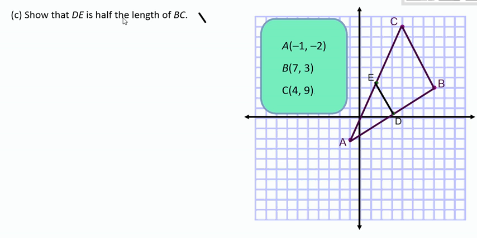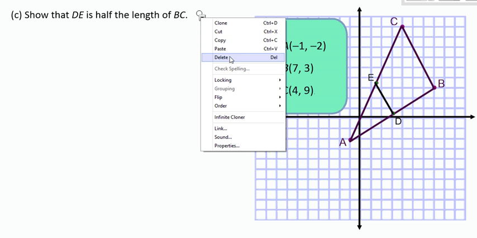Again, I'm supposed to show that it's half the length, so I need to find the length of a line segment. And the length of a line segment is the same thing as the distance between 2 points, and we have a formula for that.